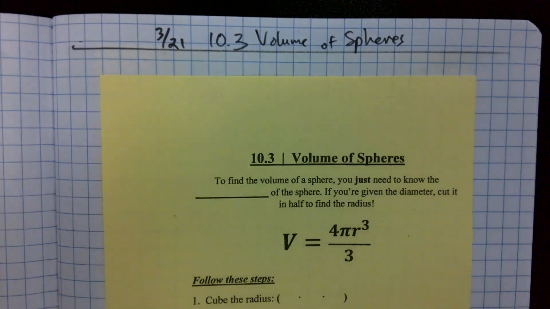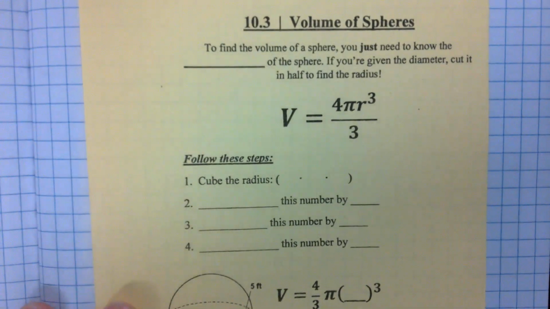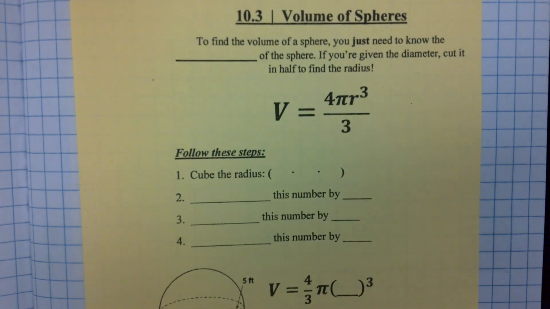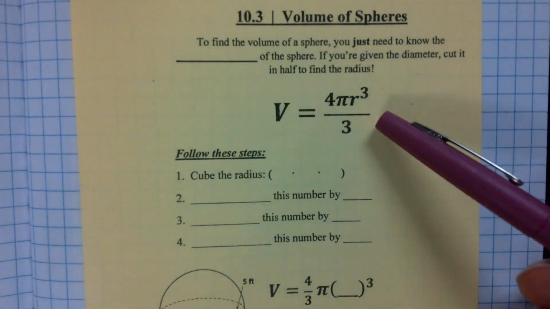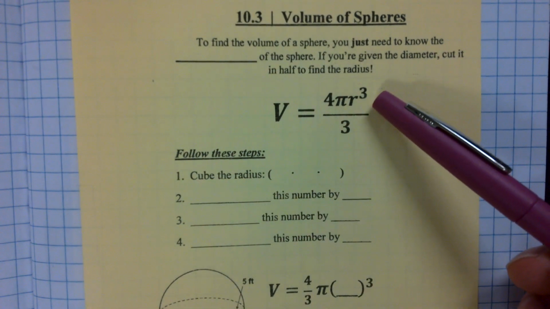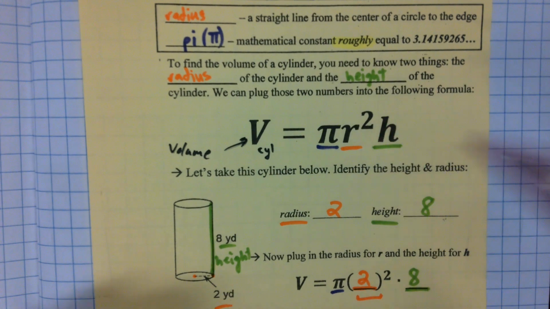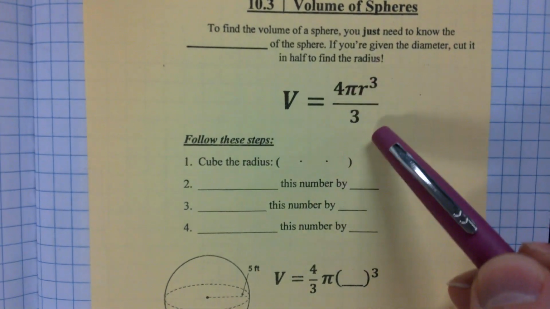This shape, a sphere, is slightly different. If we look at this formula real quick, what's the biggest thing that you notice that's different about this formula? A fraction. It's a fraction. Good. What else? There's a 4. Very nice. The cube. Look at our radius. What are we doing to our radius now? Cubing it. As opposed to squaring it for a cone and squaring it for a cylinder. So now we need to cube our radius.